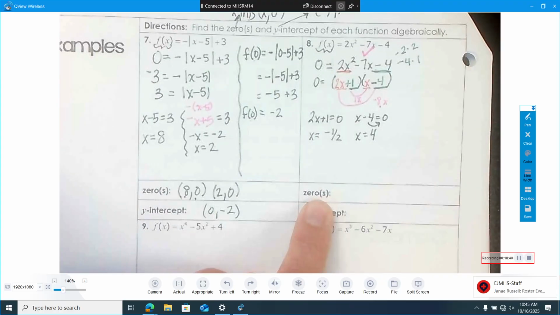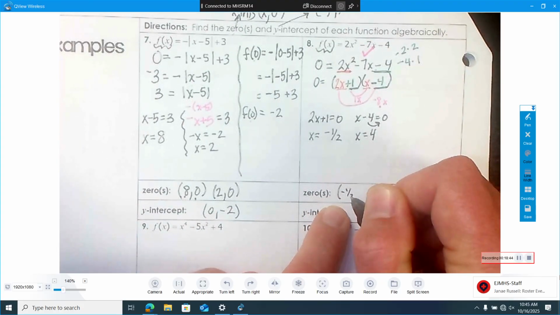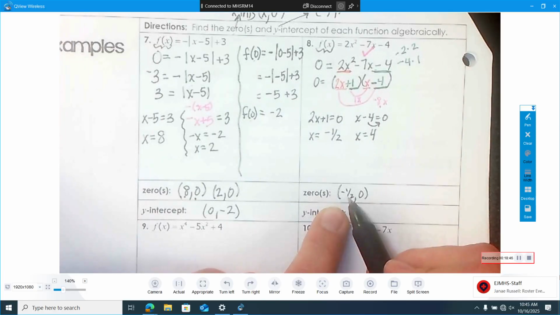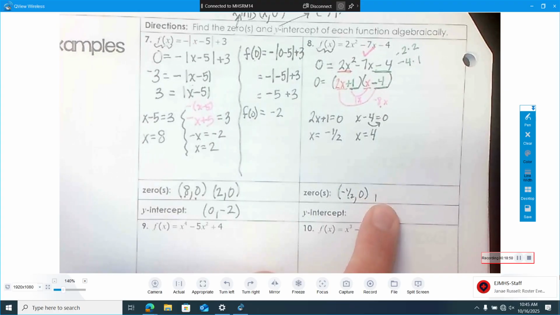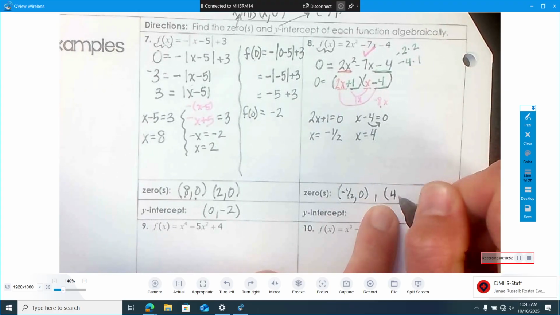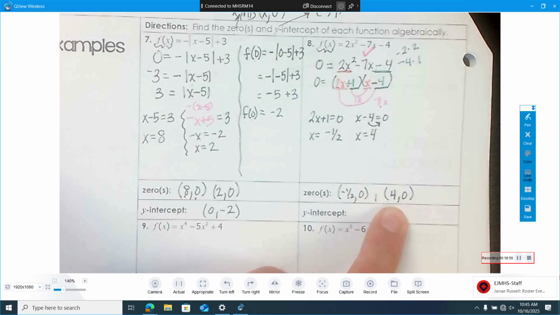So my zeros, my x-intercepts are negative 1/2, 0. The x was negative 1/2. The y was 0. And my x, 4, 0. The x was 4. The y was 0. So we have our 2 x-intercepts there.